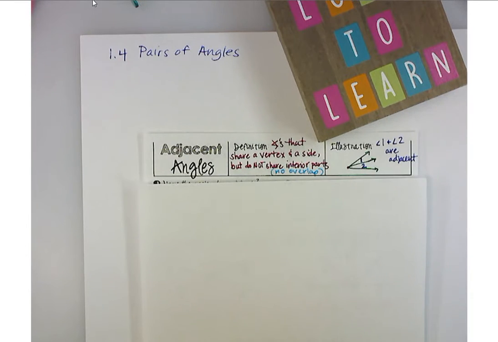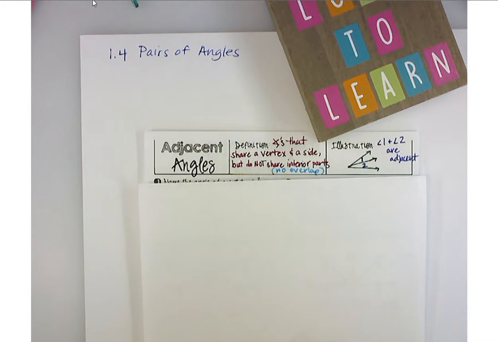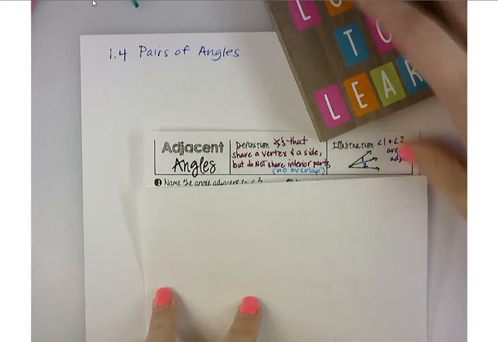So if you look at your illustration, 1 and 2 are adjacent. Do you guys know what adjacent means? No? The two things are adjacent. Yeah, they're next to each other. Okay, so adjacent angles have to be next to each other.